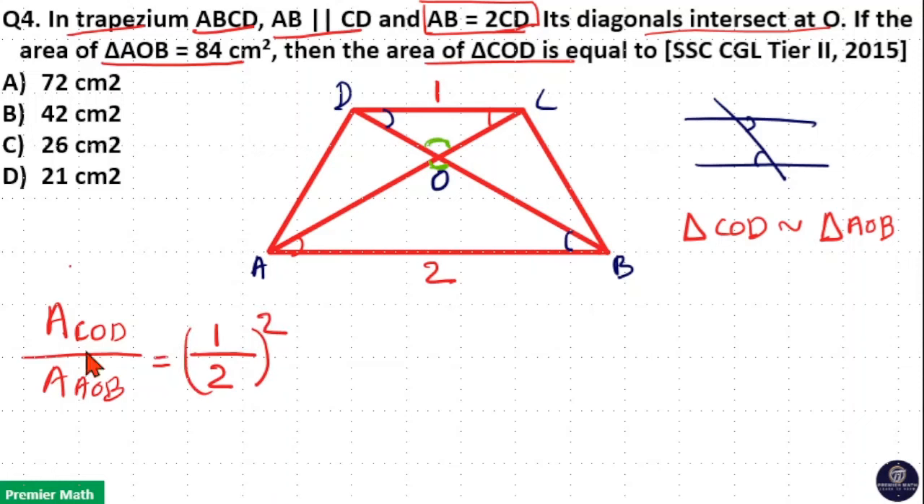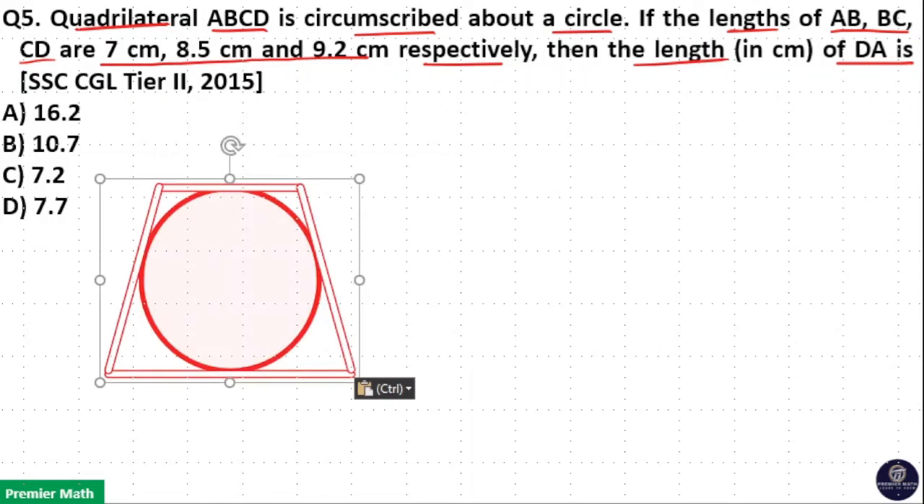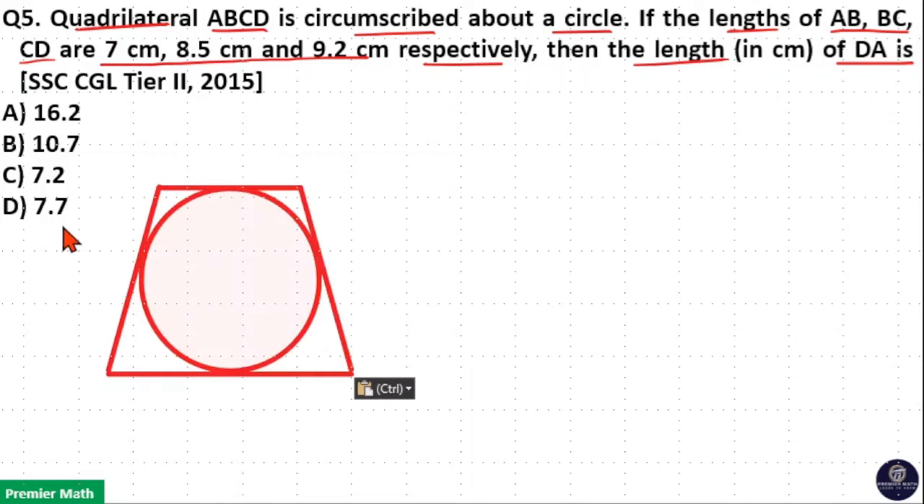This is the rule. Quadrilateral ABCD is circumscribed about a circle. If the length of AB, BC, CD are 7 cm, 8.5 cm and 9.2 cm respectively, then the length in centimeter of DA is. Here consider ABCD as a quadrilateral, and then this ABCD is circumscribed about the circle.